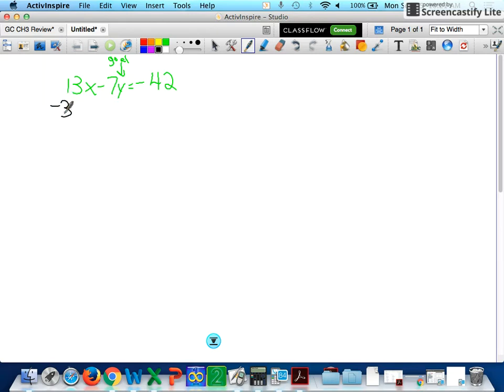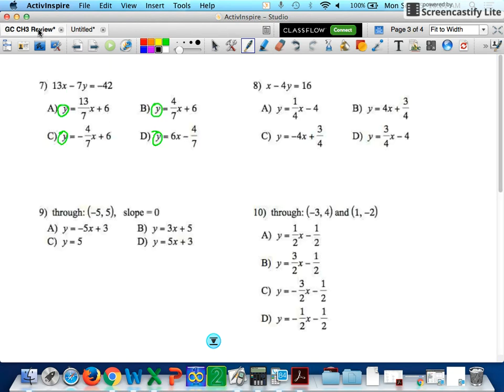So first things first, we've got to subtract 13x from each side. When these cancel out, we get left with a -7y equals. I'm going to go ahead and write the -13x first. Why? Because I've been looking back and forth at the answers, and I've noticed all of these have an x written as the first thing, and then they have a plain old number, okay, because it's slope intercept.